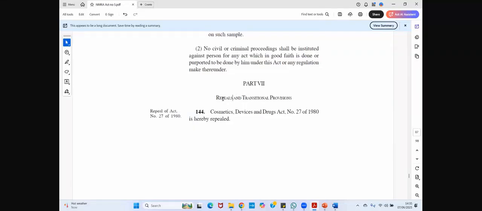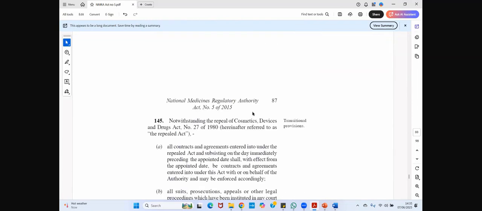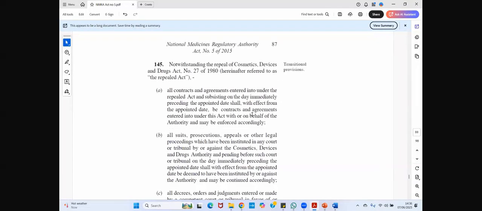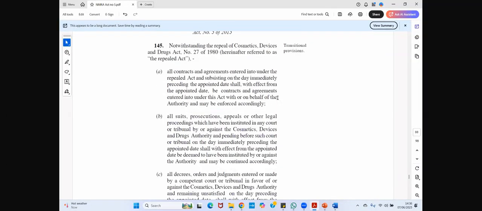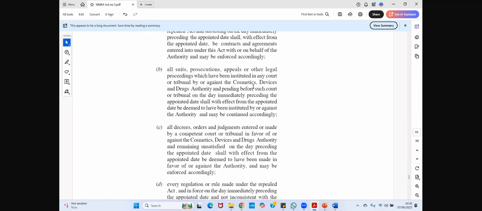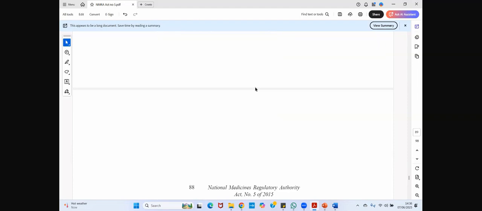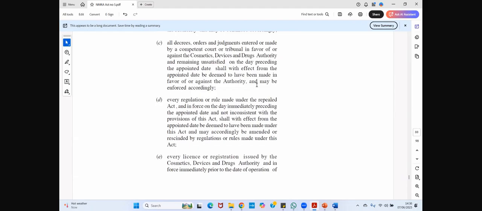So this is repeals and transitional provisions. So the CDD Act, which was in action till 2015, right? So this is like whatever the agreements or whatever the rules, everything, the divisions, subdivisions attached to the CDDA will be transitioned to the NMRA, right? So this is about that thing, right? This is not important. So everything is converted, right?